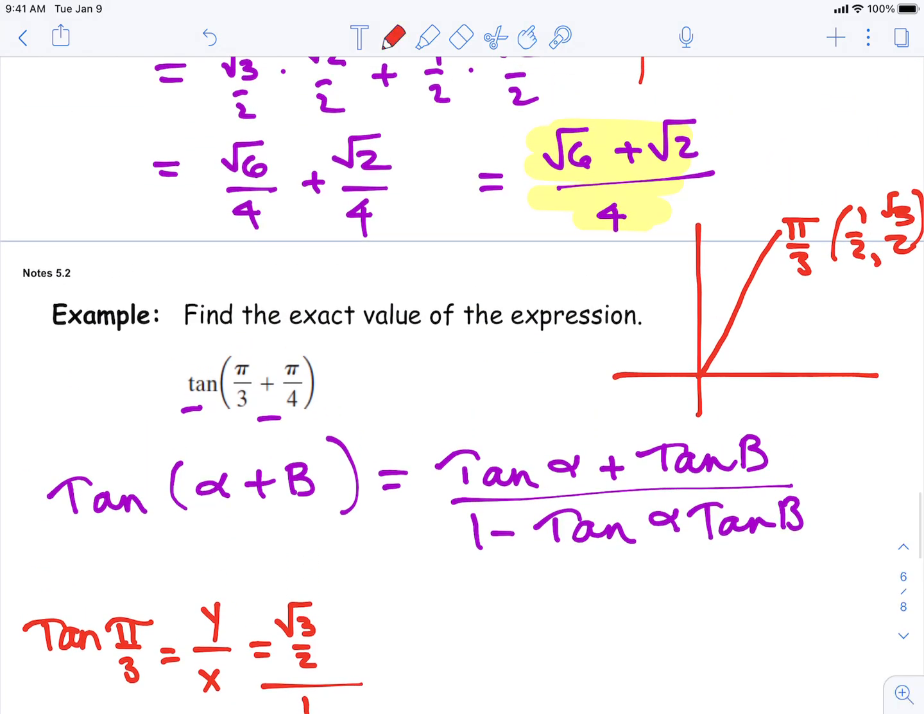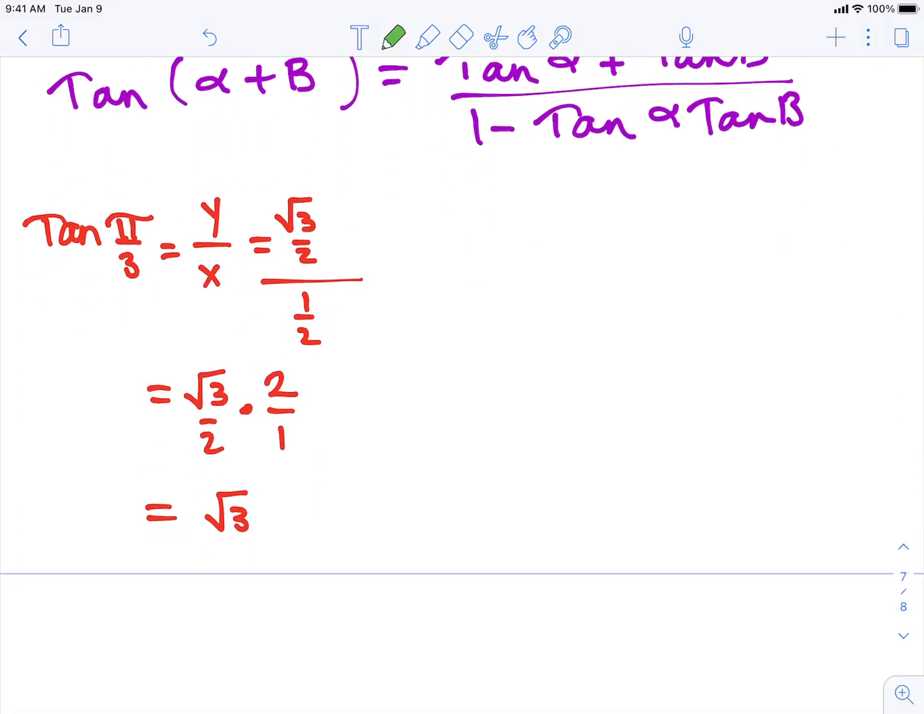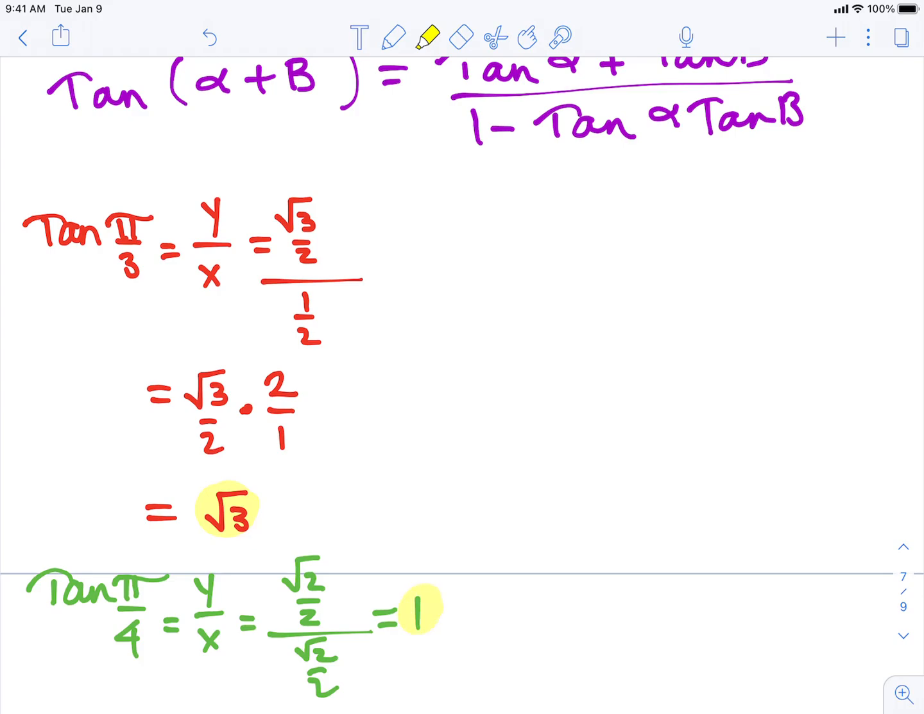Now we need to find pi over 4 and find the tangent. So here's pi over 4. It has the ordered pair square root of 2 over 2, comma, square root of 2 over 2. We have to divide them again. We want to find the tangent of pi over 4, so we're going to take the y over the x. So we're going to take square root of 2 over 2 and divide it by the square root of 2 over 2. Well, we're just going to get 1. Now we're going to use these two numbers that we just found in our purple formula.